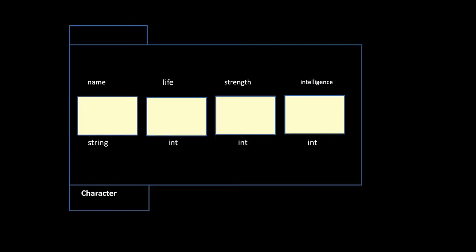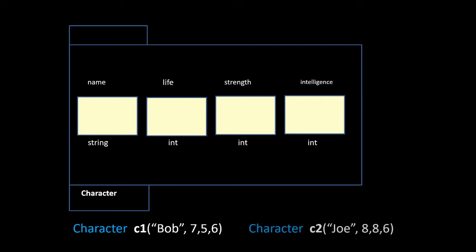And let's suppose we have a class called character. It's got four data members: name, life, strength, intelligence, as string, int, int, and int. Okay, and we instantiate a character called C1, and we give him a name Bob, life of 7, strength 5, and intelligence 6. Then we create another character, and that's going to be Joe, 8, 8, and 6. Okay, all of this right now is on the stack. It's important to understand this is not dynamic memory. This is all on the stack.